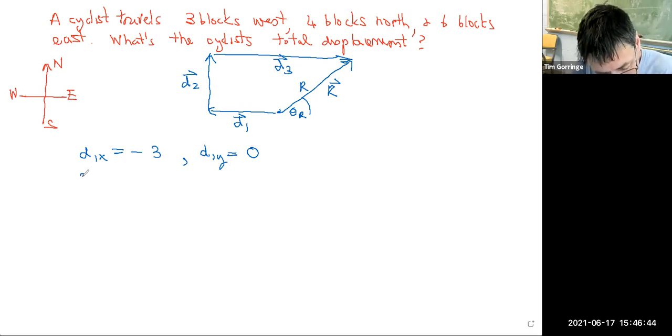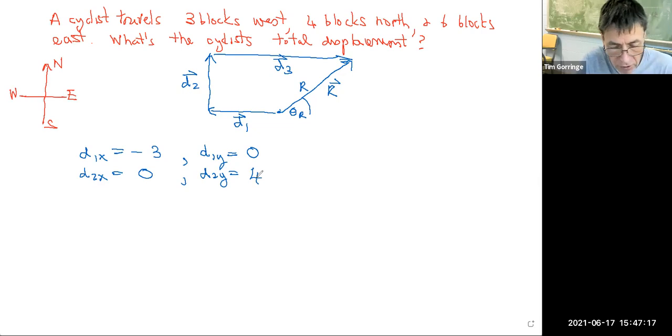Same thing for vector number 2. So its x component will be d2x in my notation, and the second stage of the trip was just 4 blocks north, so there was no travel in the east-west x direction. So d2x is 0, but d2y, the second stage of the trip, we traveled 4 blocks north, so d2y is 4 blocks, 4 positive blocks in the northerly direction.